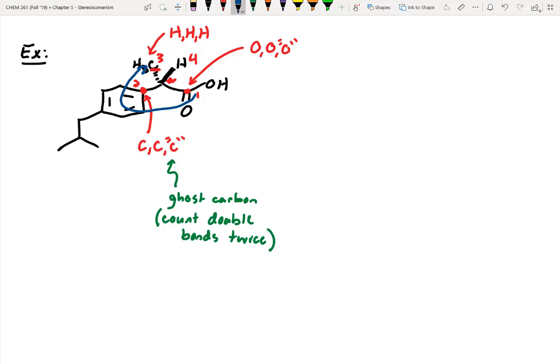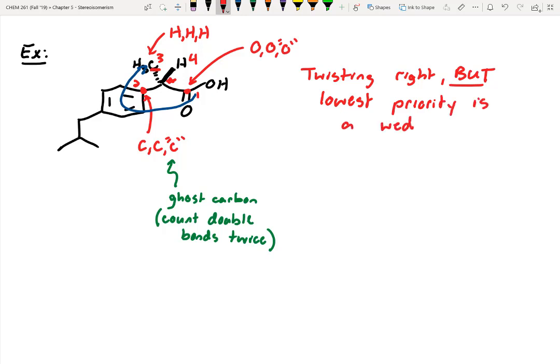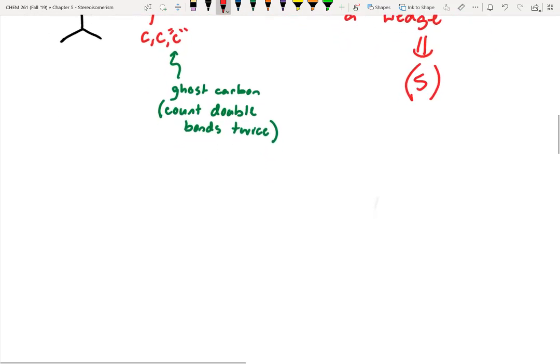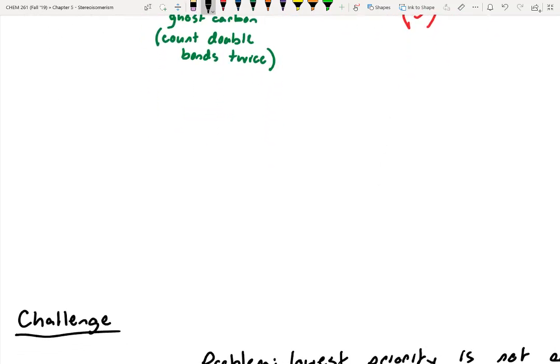Okay, so let's make a note here. It's twisting right. But our lowest priority is a wedge. Therefore, this will be an S isomer. Make sense? It's a little bit confusing. Let's try another hard one. We'll just do a challenging one, and hopefully it'll make more sense with this challenging one.